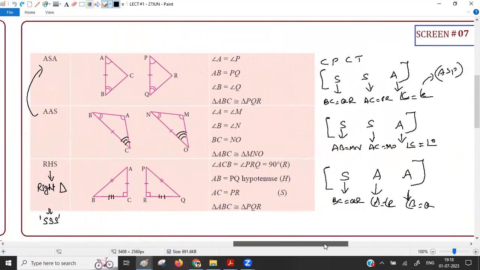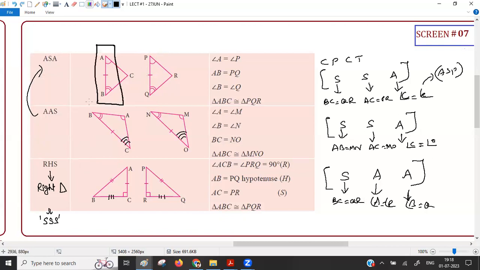Sir, can you explain the ASA congruence criterion once more? ASA, my dear? These three are fixed, means this angle equal to this angle, and this length equal to this length, which means two angles and the included side of one triangle are equal to the two angles and included side of the other triangle, then these two triangles are what? Congruent. Are you clear?